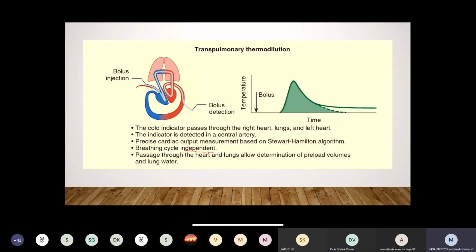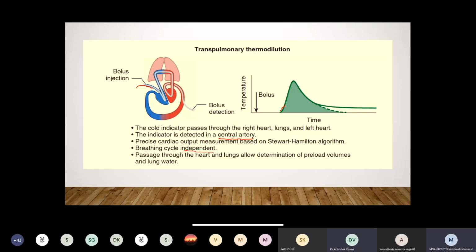And the indicator is detected in a central artery, so the PAC requirement is not there, so it's not that invasive. Precise cardiac output measurement is based on the Stewart-Hamilton algorithm, and the passage through the heart and lungs allows determination of the preload volumes and lung water. This is the curve obtained by the transpulmonary thermodilution.